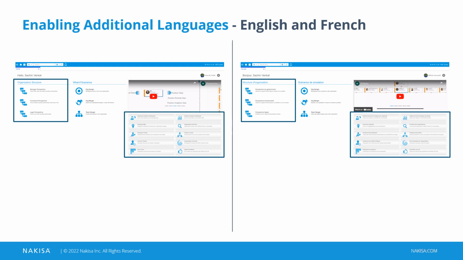What you see on the left-hand side is the application landing page in English, and the image on the right-hand side is the application page in French. The users can use the profile button at the top right corner of the landing page to switch between the different application profile languages. Now let's jump into the application and see how to enable the French profile language.